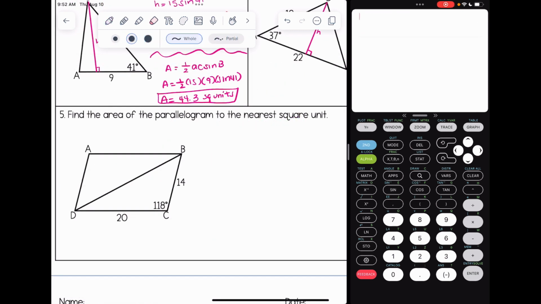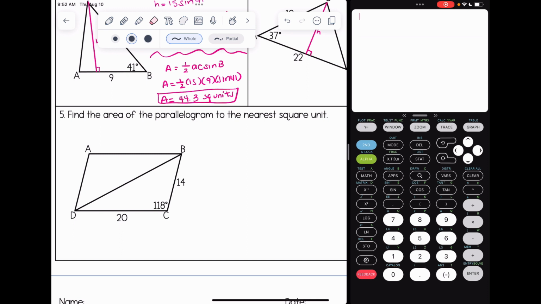All right, our last example, number 5, is a little bit different. It says to find the area of the parallelogram to the nearest square unit. All right, so I'm going to do this both methods, just like I have for the other questions. However, you're going to notice a little bit of a difference between the two methods here and just how we're going to work with them.